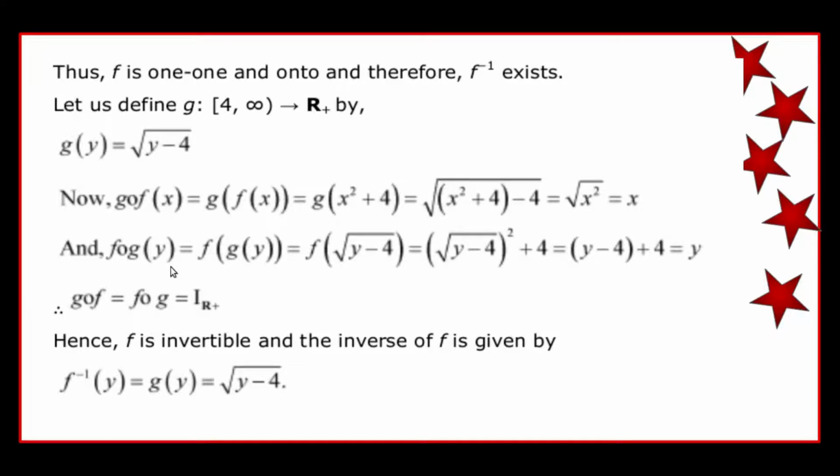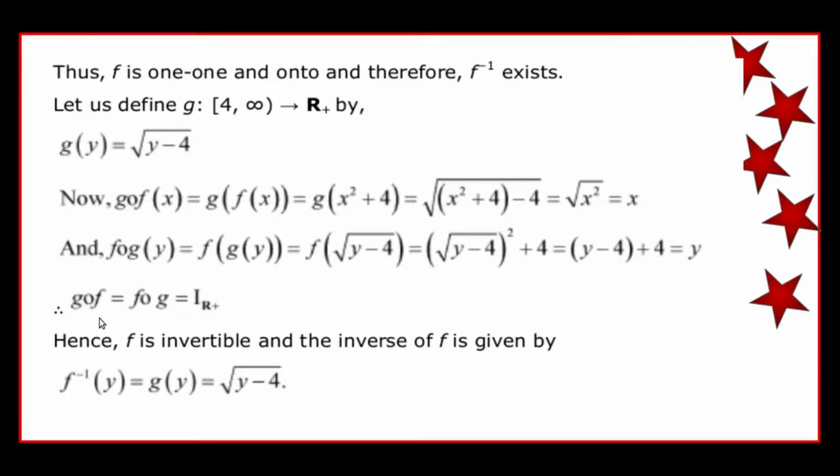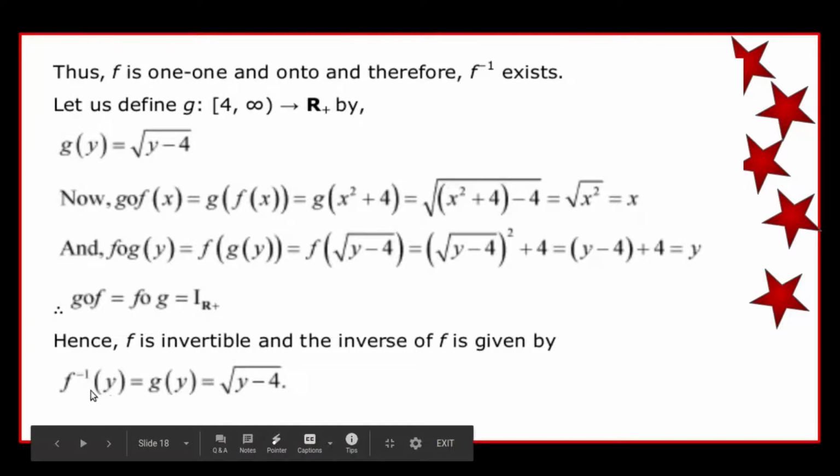Now f composite g of y is f of g of y, that is f of root y minus 4. Now f of x is x square plus 4. So we get y minus 4 plus 4, which is equal to y. So f composite g equals g composite f equals the identity function. Hence f is invertible and the inverse of f is given by f inverse of y equal to root of y minus 4. g composite f is the identity function on R plus, and f composite g is the identity function on the interval [4, infinity), closed at 4. So we have f inverse of x equal to root of x minus 4.